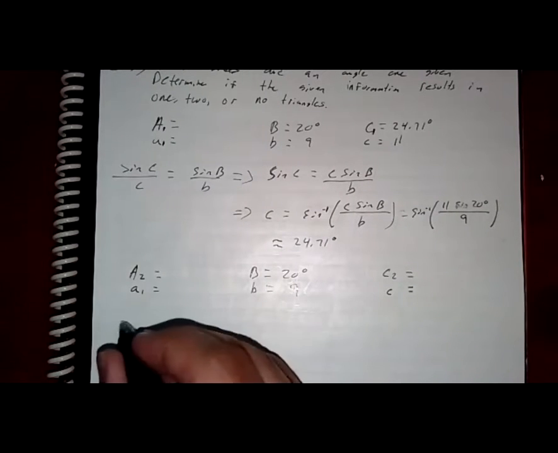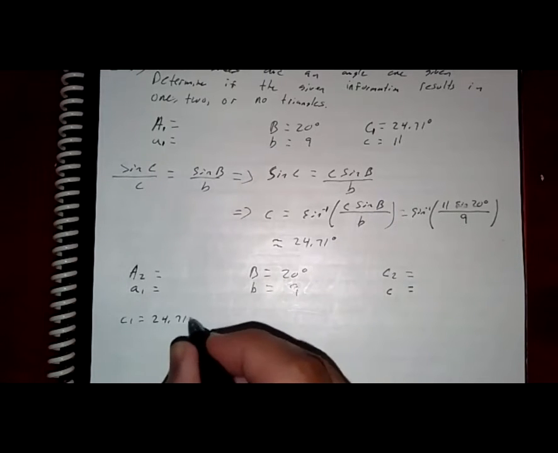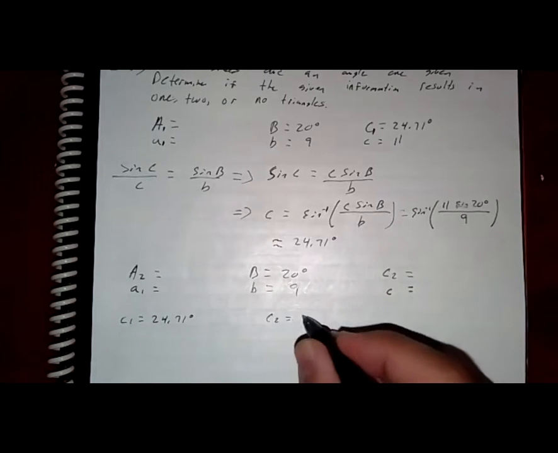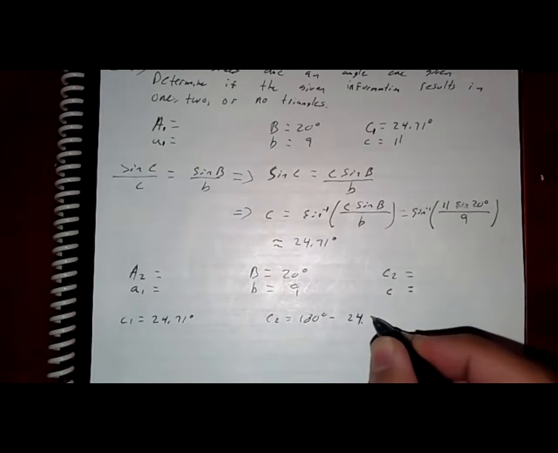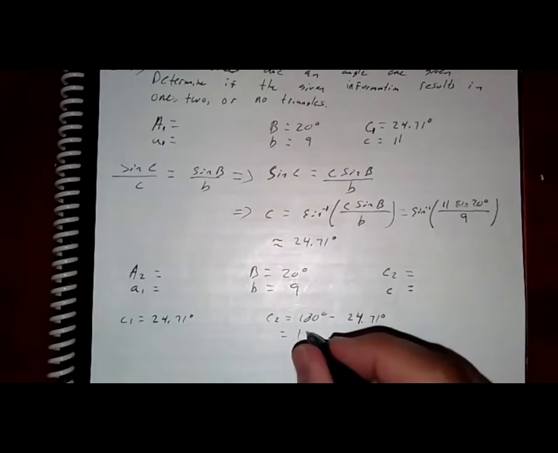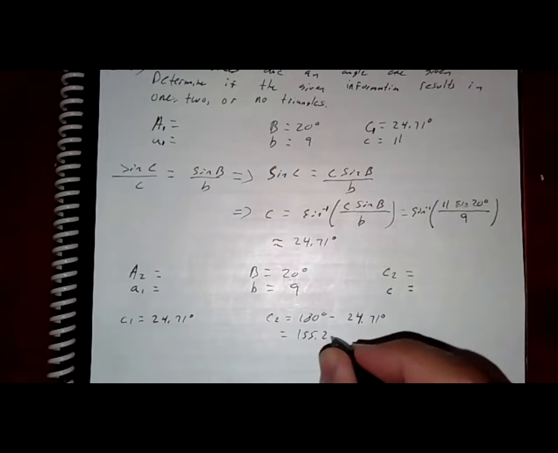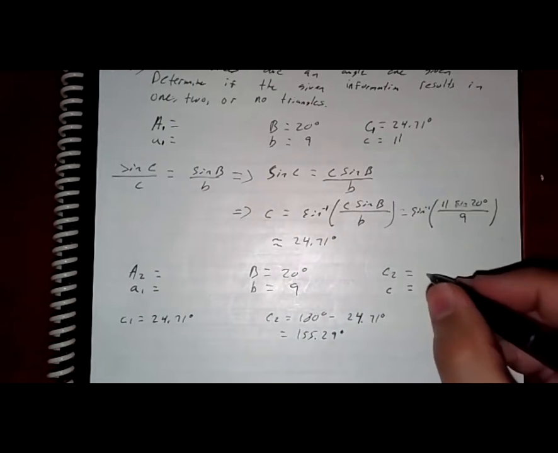Yes, okay. All right, so remember how we said, once you find the C1, you subtract from 180, right? So C2 is equal to 180 minus 24.71 degrees, which is 155.29 degrees. So this is the other angle.